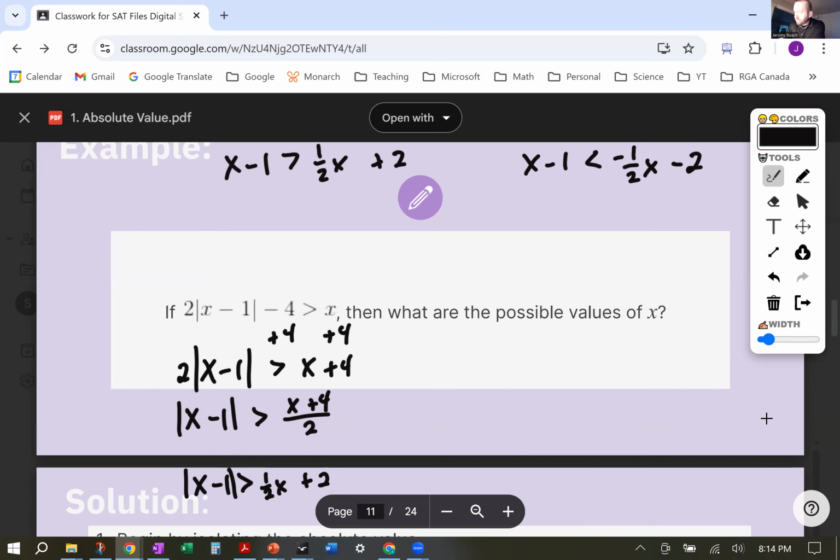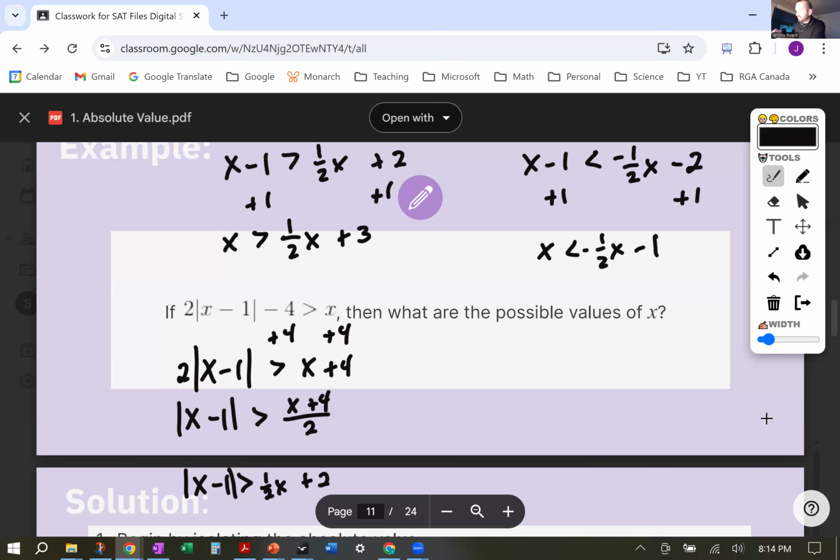Now we're just going to solve these. So we do +1 for the one on the left. We get x is greater than 1/2 x plus 3. For this one, we're going to plus 1. We get x is less than negative 1/2 x minus 1.